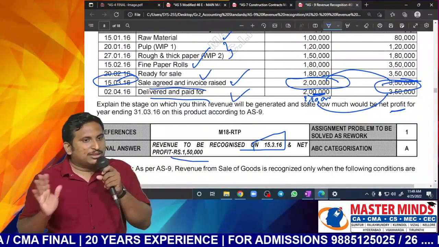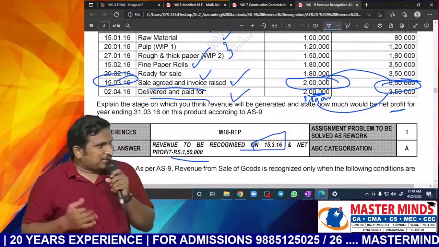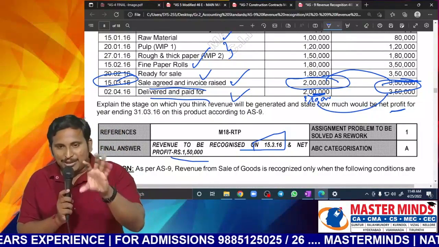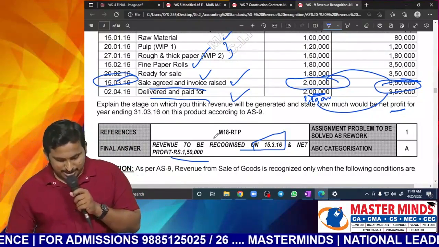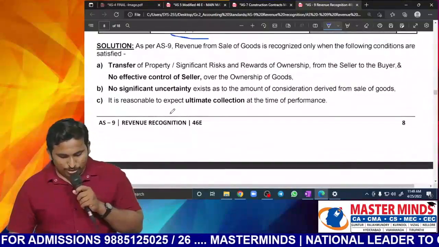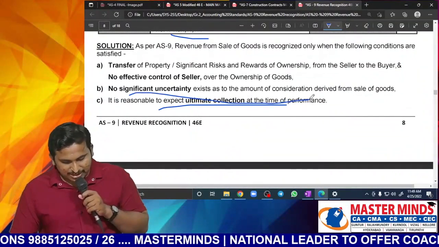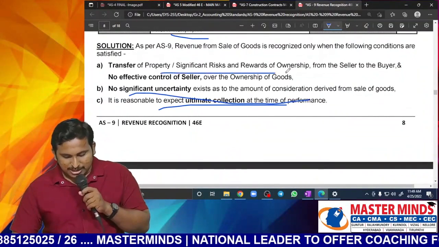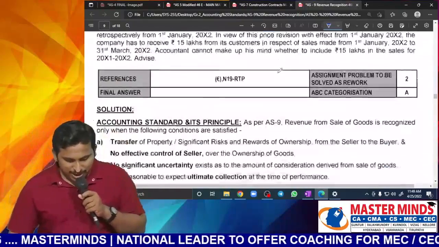Is that clear, sir? GP is at the time of sale. After sale also you may incur some expenses. That is what I am telling. Anyway, here timing is important, sir. On which date you will recognize revenue? 15th March. You have to write all those three, sir. Reasonable to expect ultimate collection. No significant uncertainty with respect to amount. Similarly, significant risks and rewards are transferred. Those three conditions are very, very important.